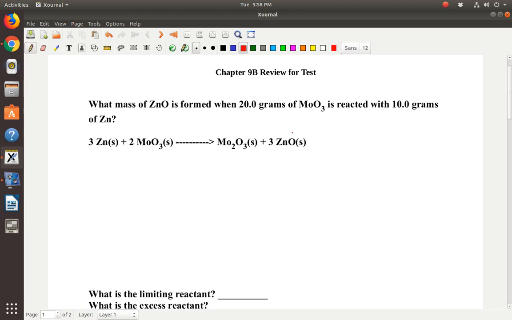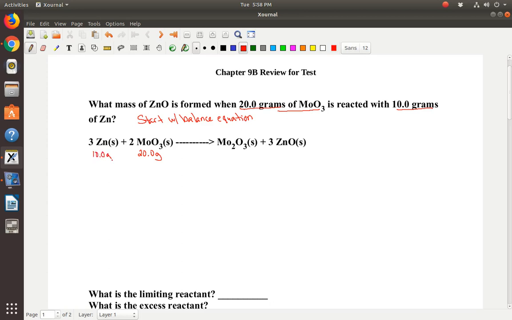Okay? So here's the balanced equation. Now remember, you always have to start with a balanced equation, and if it's not balanced, you're going to have to balance it first. I didn't want to take the time to balance this equation just because we've done this a lot, and I'm hoping that you're pretty good at that. So now we're going to start with 20 grams of this molecule. So I'm going to write it right underneath here. 20 grams. And 10 grams of zinc.